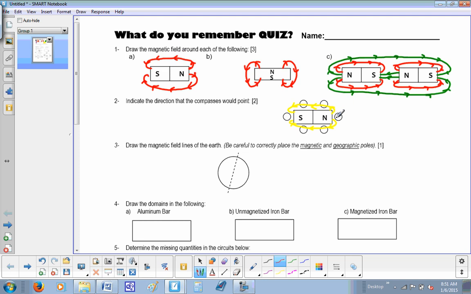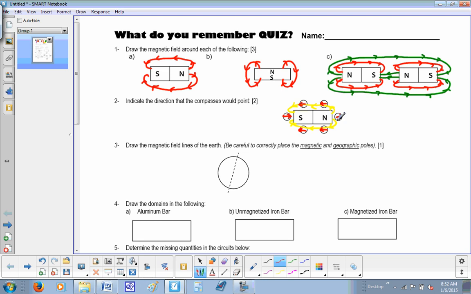So here the magnetic field is going out, so draw an arrow going out. Then it's going around to the left at the top, and the same at the bottom, just following the magnetic field lines. And here the magnetic field lines go in, so I put an arrow going in. The compass needle will point in the direction of the magnetic field.